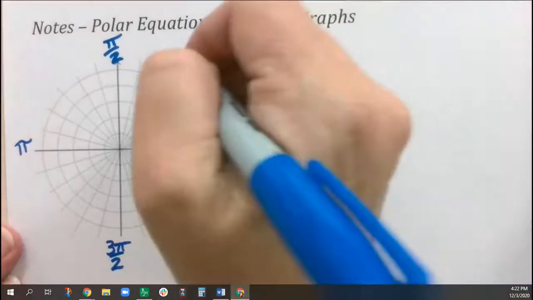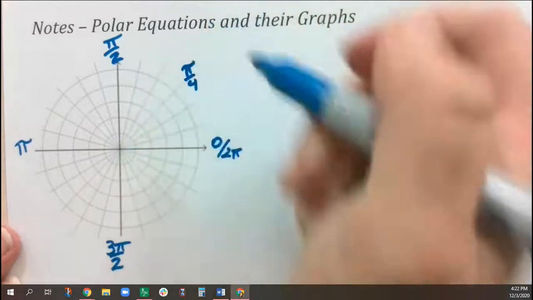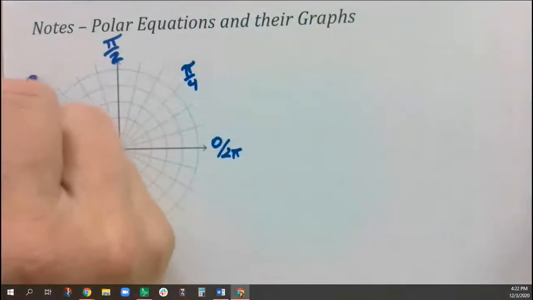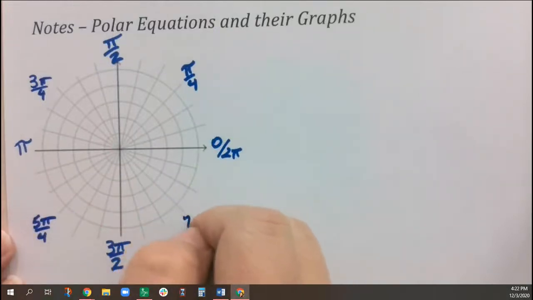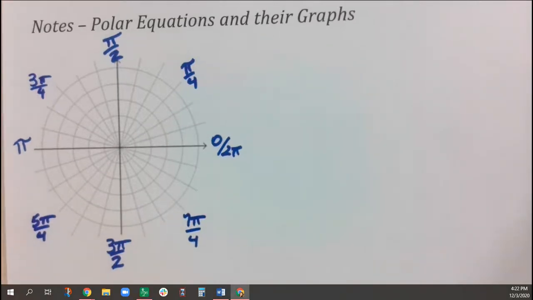I'm not going to label every spoke, but I will get these here in the middle. That would be pi over 4, 3 pi over 4, 5 pi over 4, and 7 pi over 4. Okay, so hopefully you can see those spokes. Think about your angles from the unit circle, the pi over 6, pi over 3, pi over 4 angles all the way around the circle.